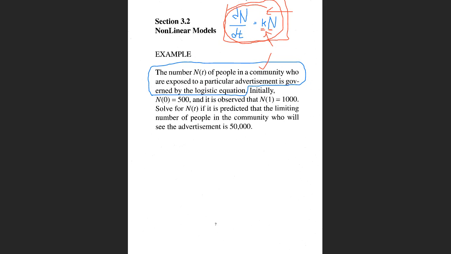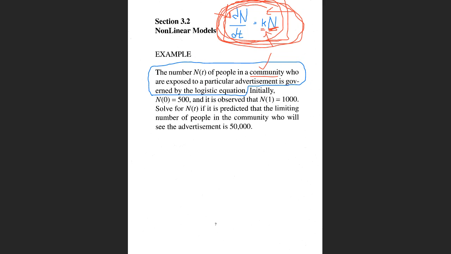So basically, if we were to use this differential equation, and we're not going to for this scenario, then as the number of people who've seen the advertisement increases, the rate at which people see the advertisement increases also. And is that how it would be in a community?